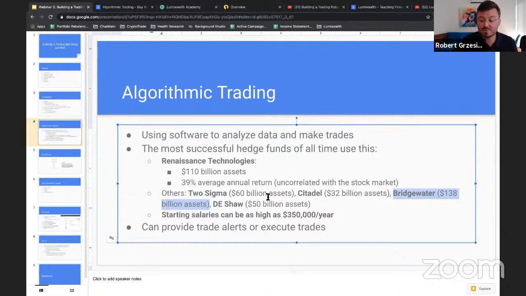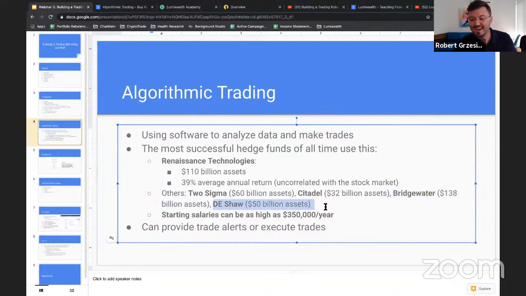They have a lot of algorithms. I know people that work there, by the way. They have a lot of algorithms doing the work for them. They do not rely on humans doing trades. They rely on algorithms to actually give them inputs into these types of things, right? D.E. Shaw is another one, right?